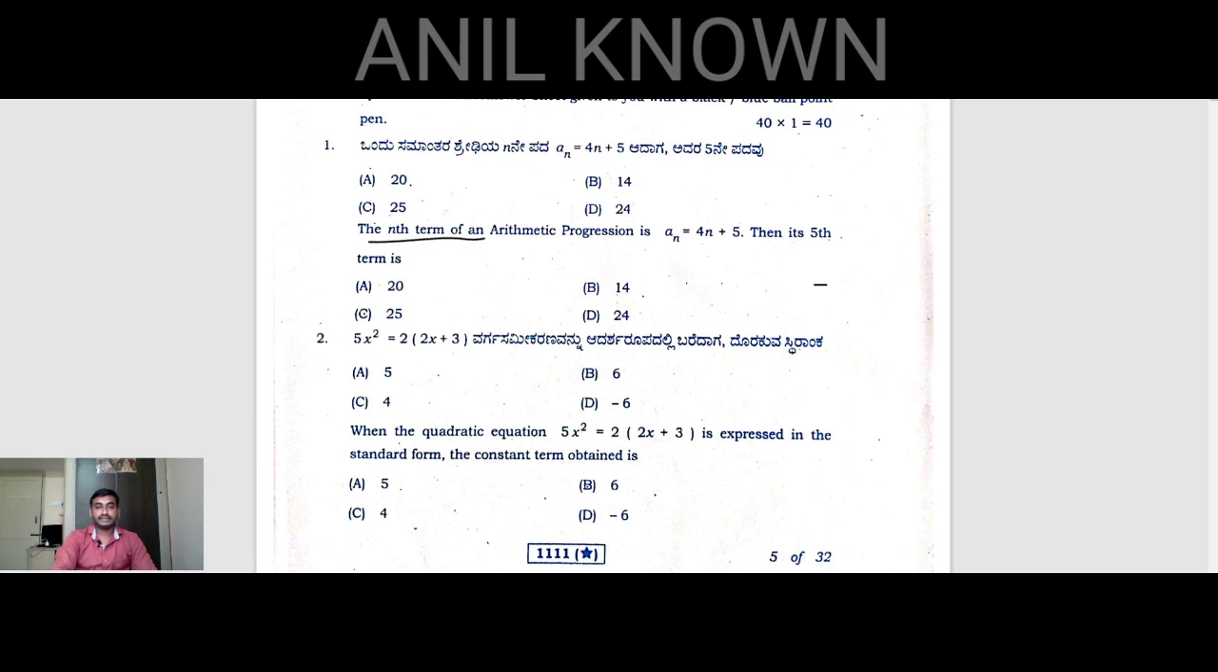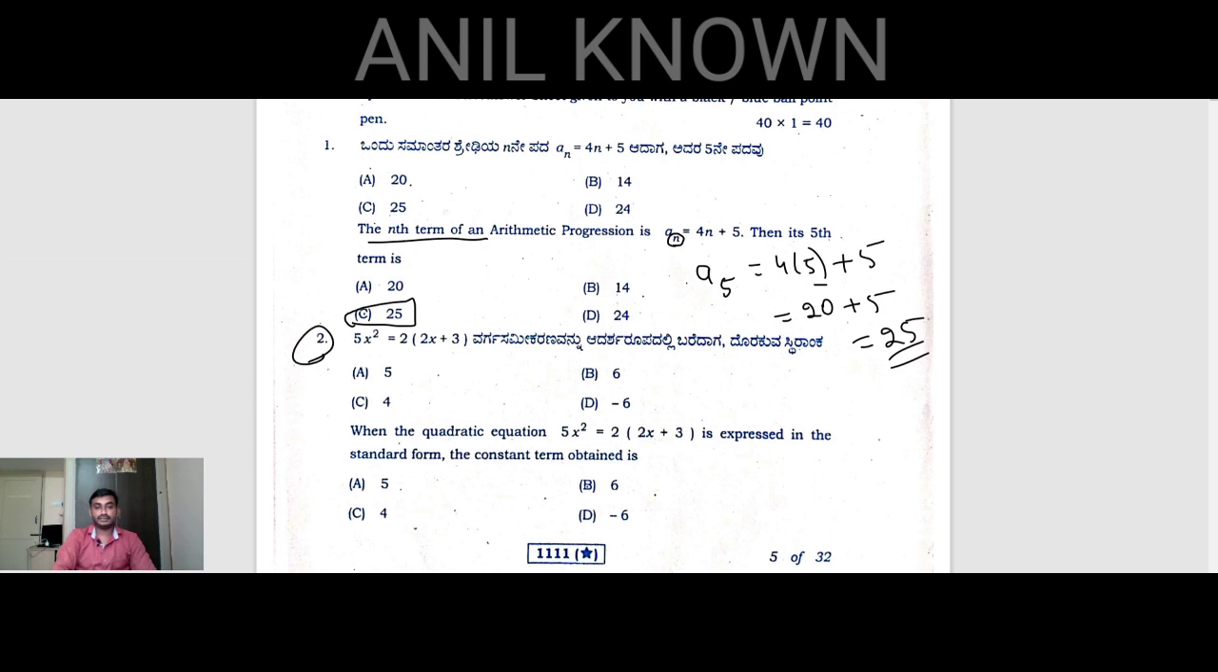First question: the nth term of an arithmetic progression is an = 4n + 5, then its fifth term is? So, very simple. What should we put in place of n? We have to put 5. That's it. That is a5 = 4 into 5 plus 5, which is 5 fours are 20, plus 5, that is equal to 25. So what is the answer? 25. That is option C.